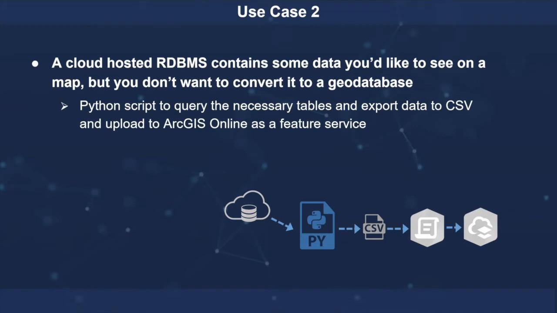But to do it this way, you use a Python script in a Lambda to query a database that's maybe hosted in AWS's RDS, relational database service, and grab the data there, create a CSV of it, and upload to ArcGIS Online as a feature service. That's a really powerful cloud native way of achieving the same results as the old way of grabbing the data, putting it into a geodatabase, staging an MXD, and then publishing.